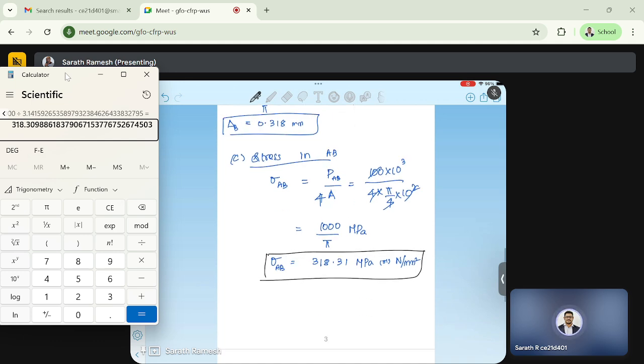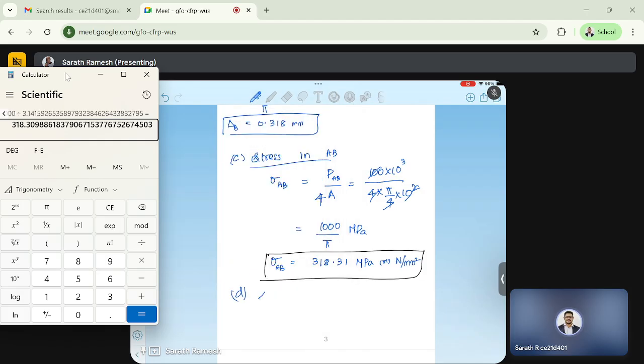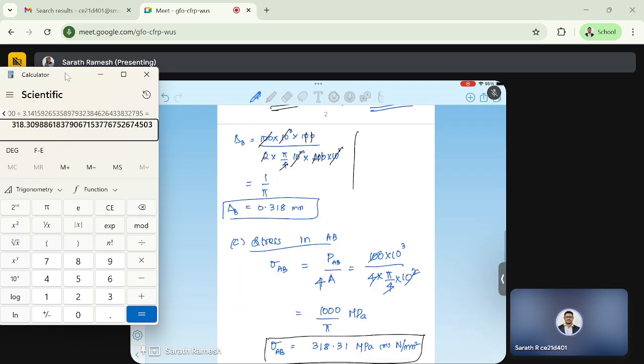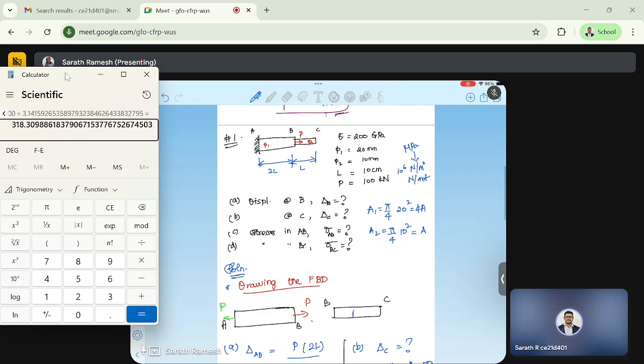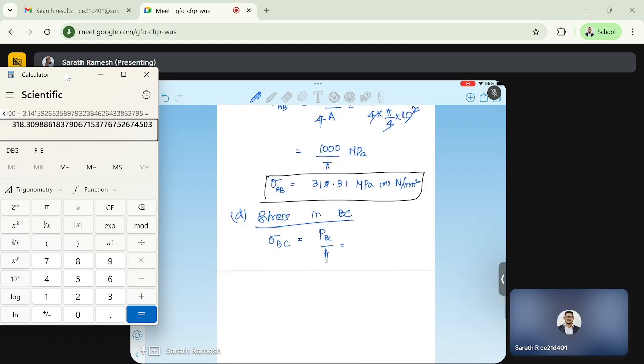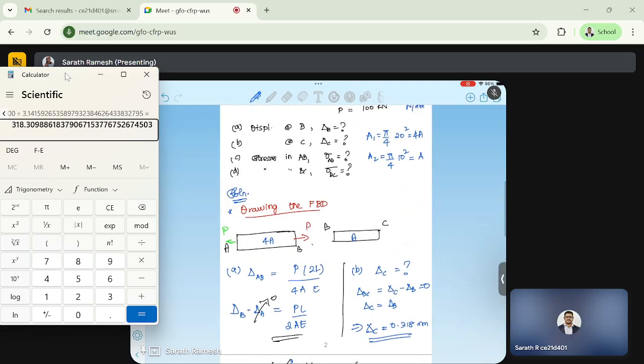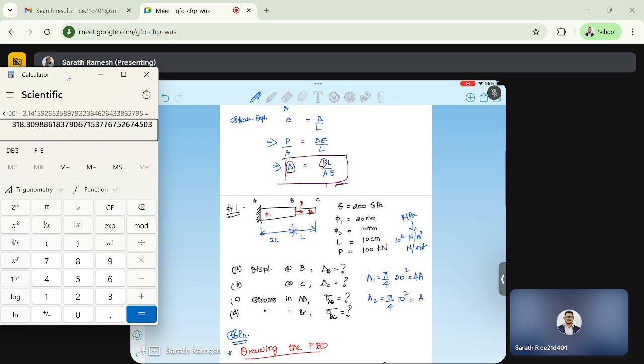Now finally, stress in BC. Sigma BC equal to P BC by area. Area of that bar is A. This is A, this is 4A. Now, is there any force in BC? No. So stress in BC will be 0 megapascal. Okay, that's it. Simple. So this is only the stepped shaft.